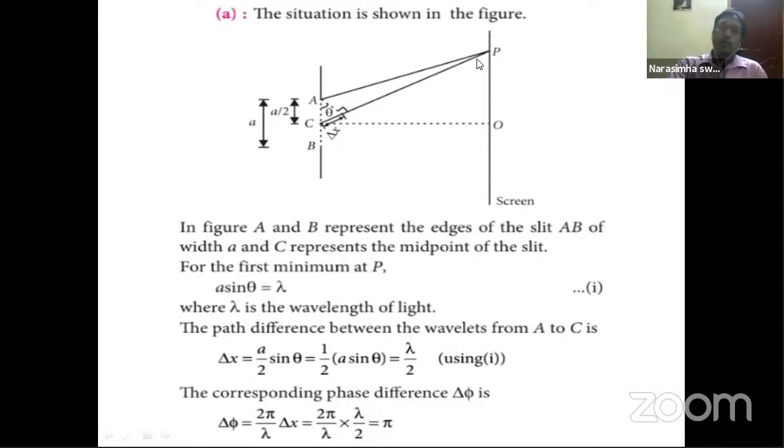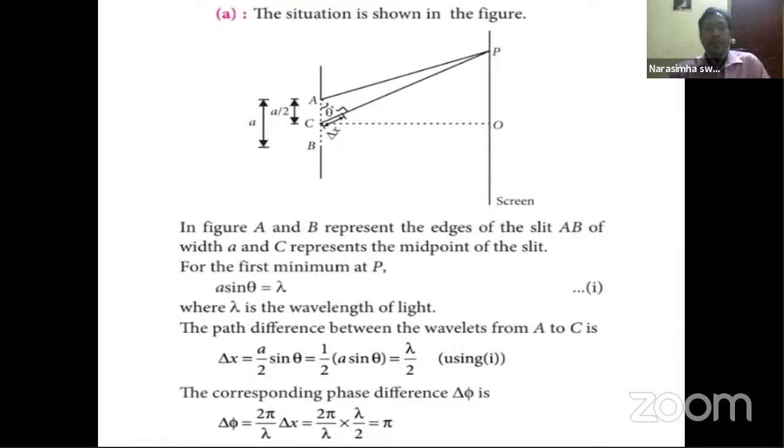For a minimum, what is the condition? Path difference is equal to an integral multiple of lambda. It should be equal to lambda here for getting a minimum. a sin theta is the path difference, and a sin theta is equal to lambda, where lambda is the wavelength of the incident light ray.